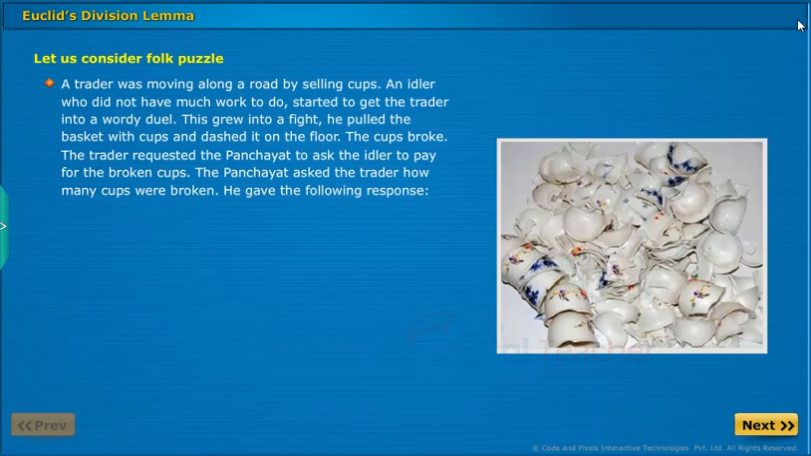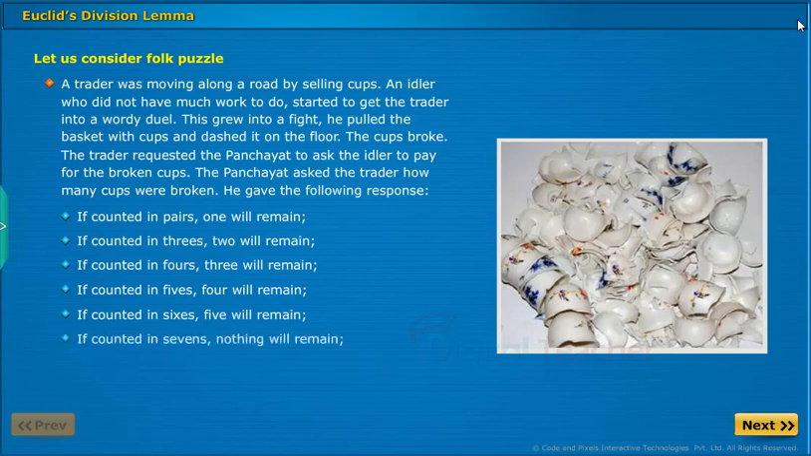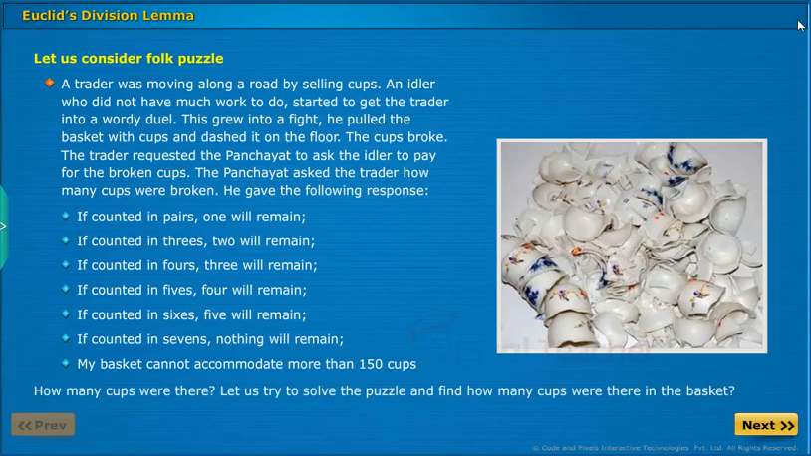The panchayat asked the trader how many cups were broken. He gave the following response. If counted in pairs, 1 will remain. If counted in threes, 2 will remain. If counted in fours, 3 will remain. If counted in fives, 4 will remain. If counted in sixes, 5 will remain. If counted in sevens, nothing will remain. My basket cannot accommodate more than 150 cups. How many cups were there? Let us try to solve the puzzle and find how many cups were there in the basket.